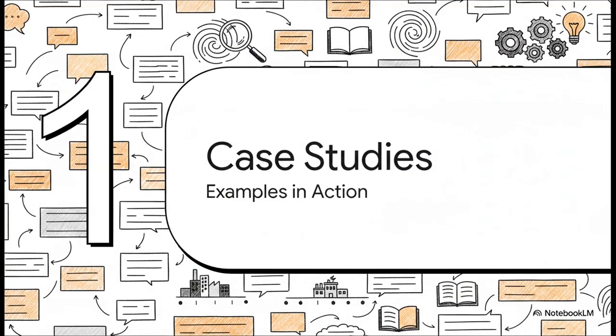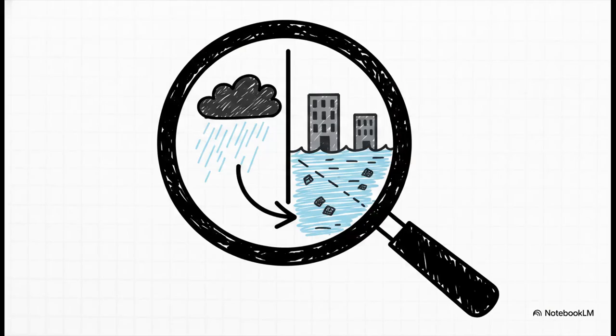All right, let's look at some case studies in action. Here is our first scenario. Heavy rain lasted for 2 hours, so the streets were flooded. Now, before we break it down, take a second and just listen closely to the mechanics of this sentence. See if you can mentally isolate the catalyst, the bridge, and the aftermath.